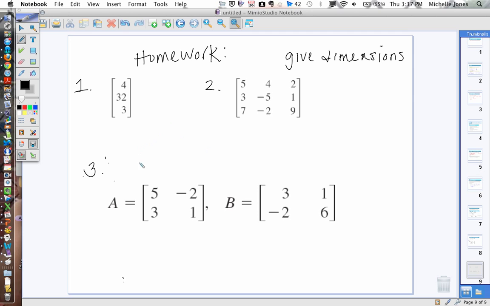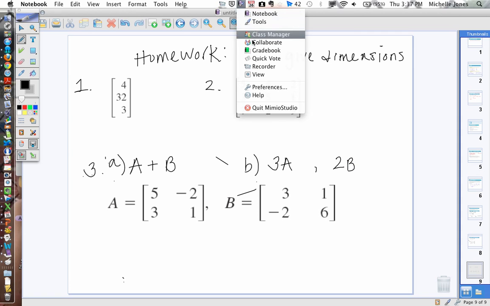And then for number 3, I want you to do 2 things. I want you to add matrix A and B together. So that's part A. My board is acting kind of funny. Hold on. So that's part A. And then for part B, I want you to tell me what 3 times matrix A is. And then also, why don't you give me 2 times matrix B?